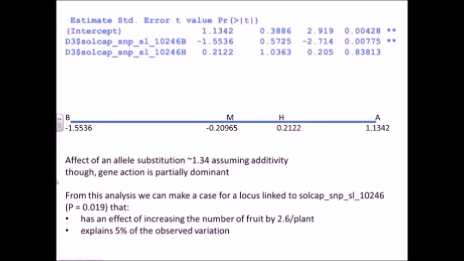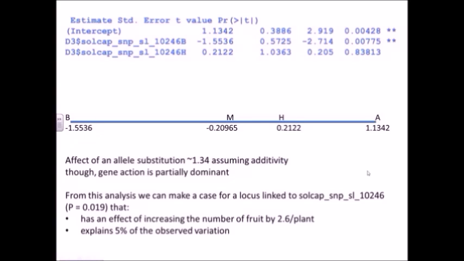So from the marker trait analysis that we've just done, we can conclude that there is a locus linked to SOL-CAP SNP SL10246 that is significantly associated at a p-value of 0.019. It has an effect of increasing the number of fruit by up to 2.6 per plant, the difference between homozygous B and homozygous A, and it explains 5% of the observed variation.